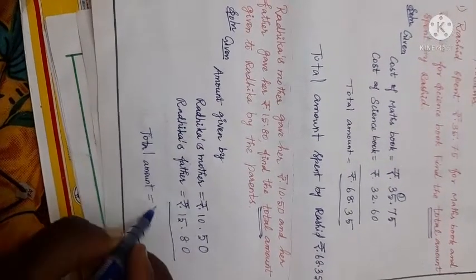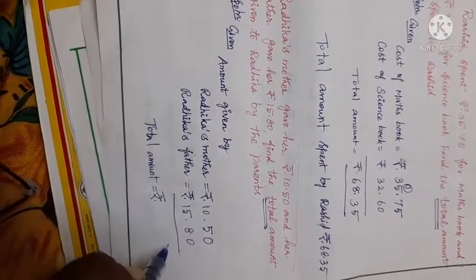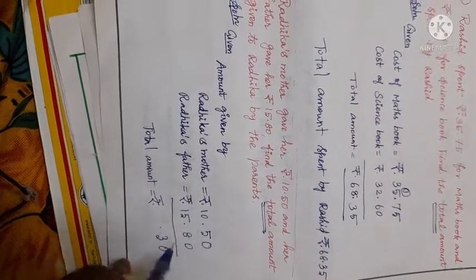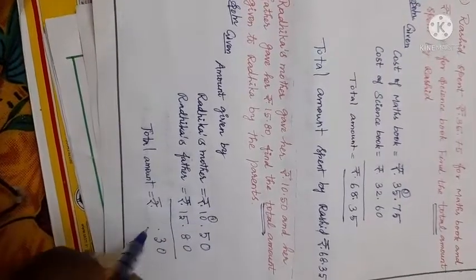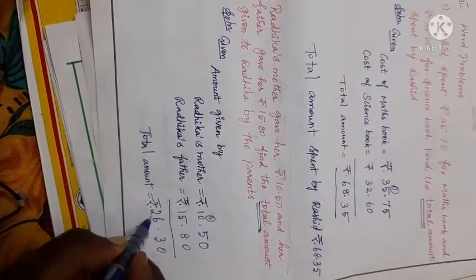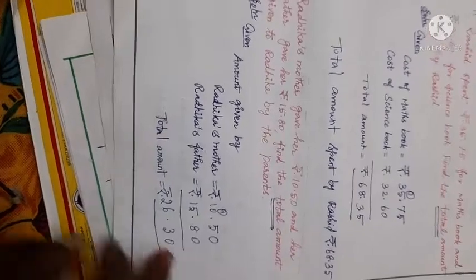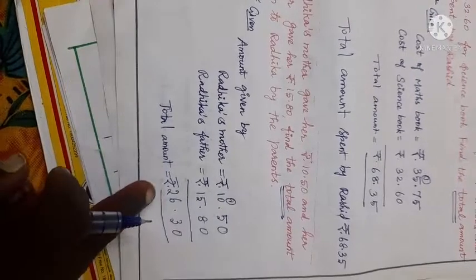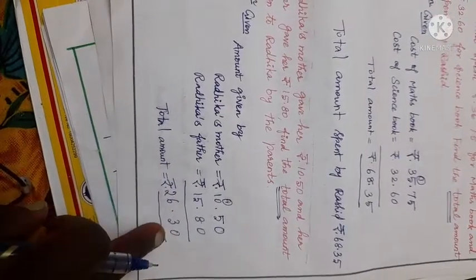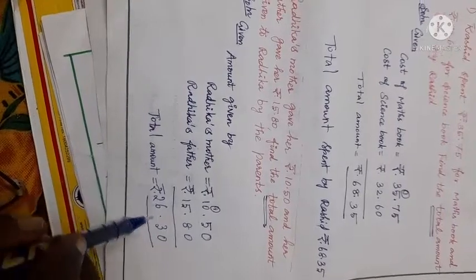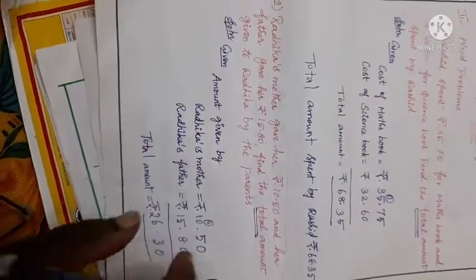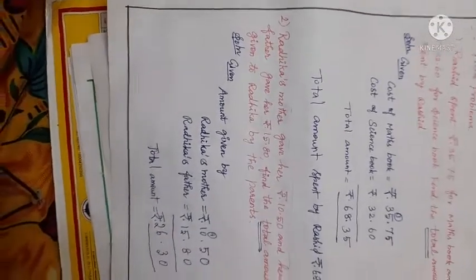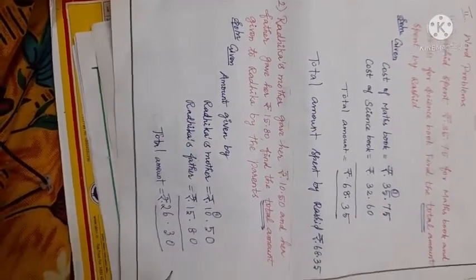So, total amount Radhika is keeping: 0, 8 plus 5, 13. 1 is carry over, 5 plus 1, 6, 1 plus 1, 2. So 26 rupees 30 paise. If a point comes after rupees, you should read 26 rupees 30 paise. Okay, so she has 26.30. Total amount Radhika is getting from the parents is rupees 26.30.